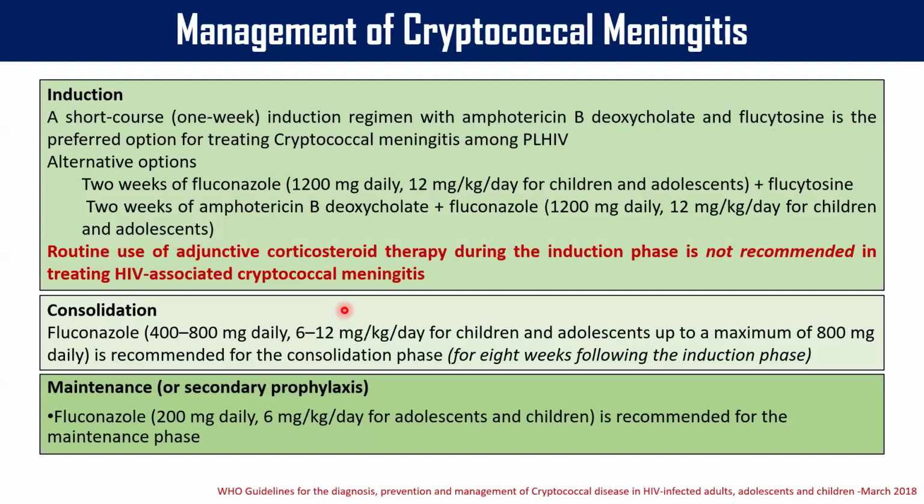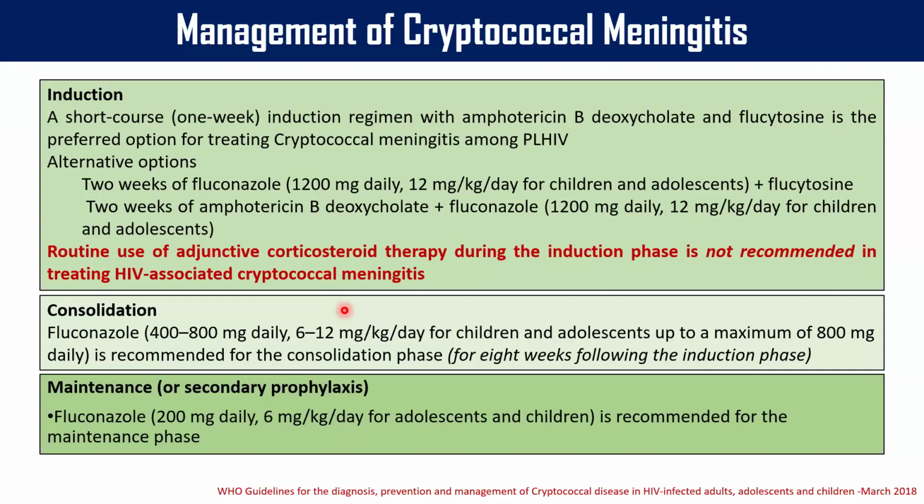Other regimen is 2 weeks of fluconazole and flucytosine, sometimes because amphotericin B may not be available, costly, not tolerable. Or you can give 2 weeks of amphotericin B with fluconazole because flucytosine may not be available in some situations. So, depending on your availability and your experience, you can use these different regimen. There is no role of steroid in the management of cryptococcal meningitis.